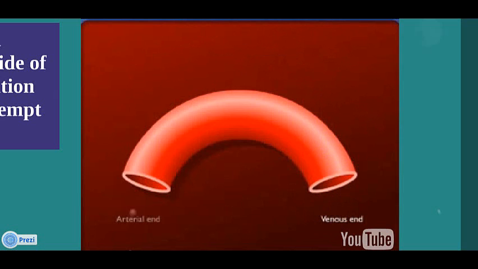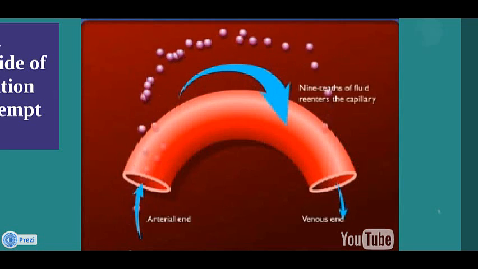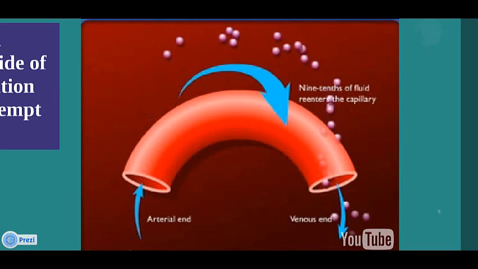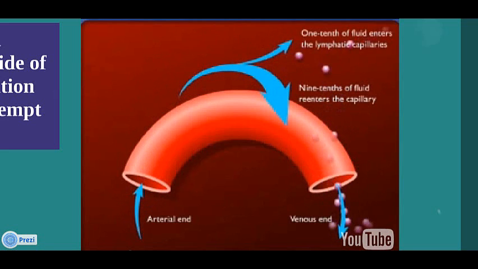Approximately 9/10 of the fluid that leaves the capillary at its arterial end re-enters the capillary at the venous end. About 1/10 of the fluid passes into the lymphatic capillaries and returns to the bloodstream via the lymphatic system.